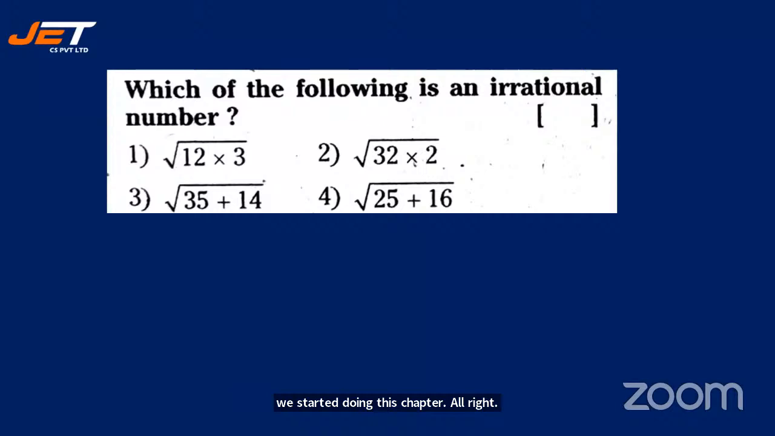Which of the following is an irrational number? Option 1, root 12 into 3. Option 2, root 32 into 2. Option 3, root 35 plus 14. Option 4, root 25 plus 16. Yes, this really requires your working. So 45 seconds, not more than that, can be given. Quickly work it out and give your answers in the chat box.